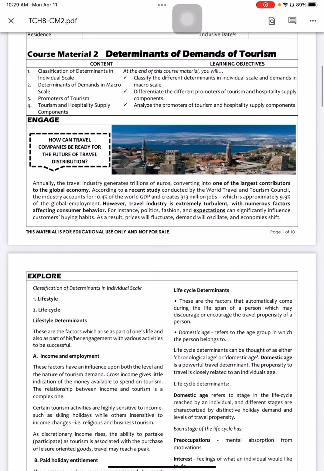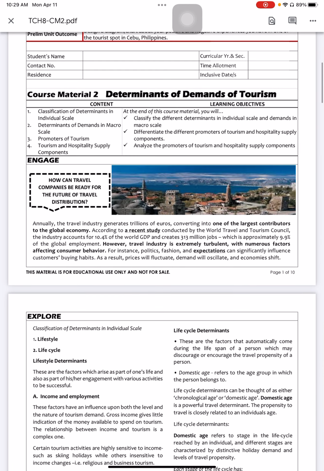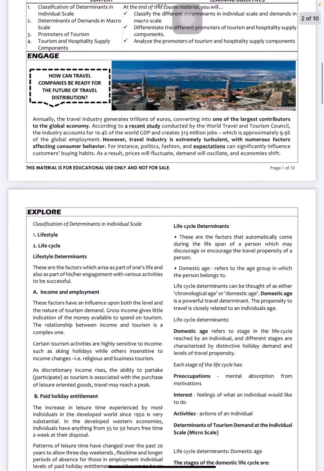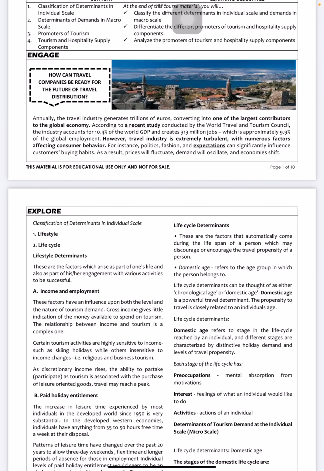So the topic for this discussion tackles the factors to be considered, what tourism demand contributes to society. First, there is the classification of determinants in individual scale. First, the lifestyle. When you say lifestyle, it is something about how people are going to perceive, how they are going to live their life. So it is something that society can label them with. The next, life cycle. So there are determinants in lifestyle.